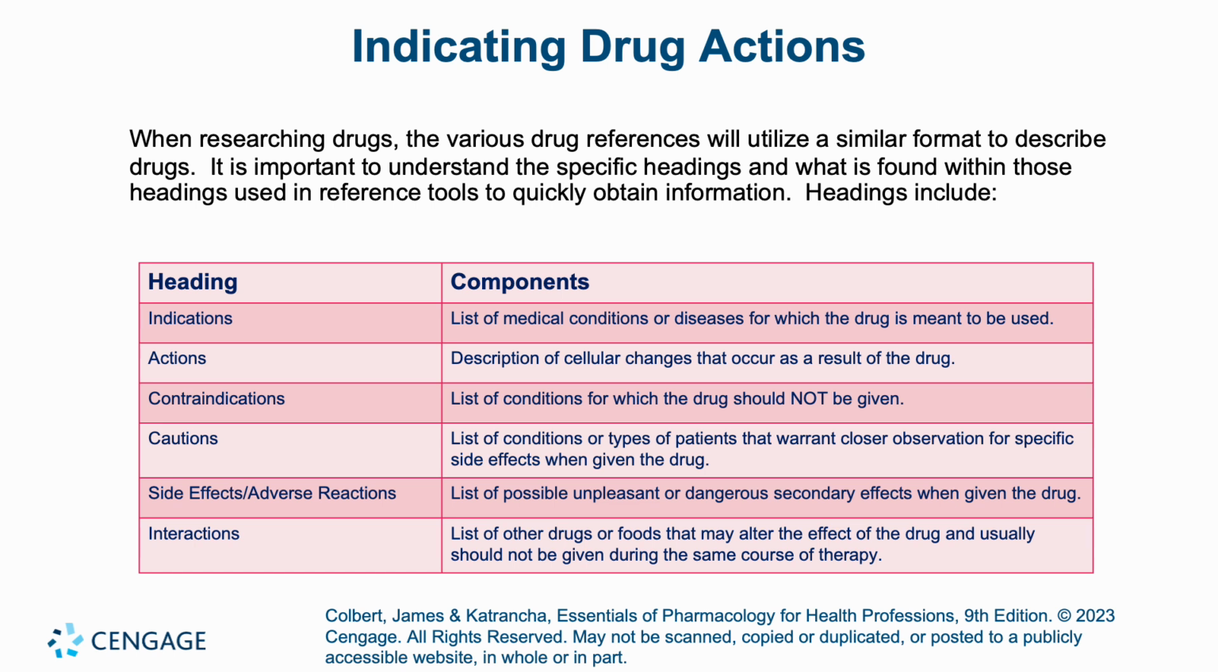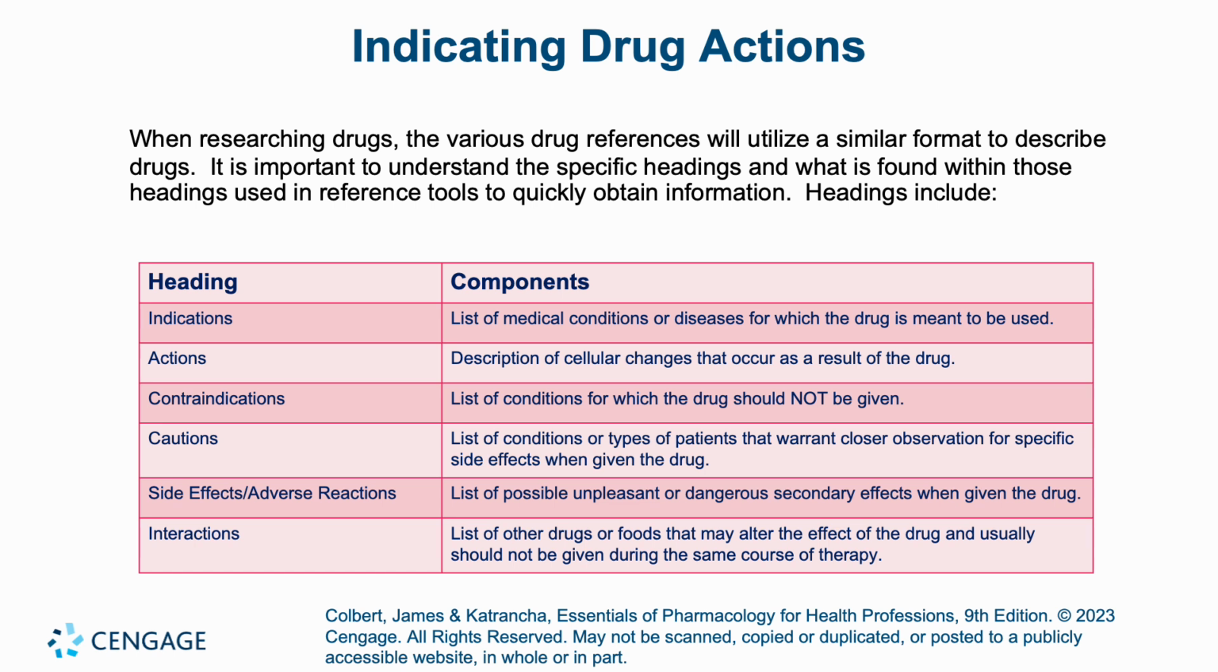Actions is the description of cellular changes that occur as a result of the drug. Again, if you are looking at this from a consumer standpoint, the medical terms may be hard for them to understand, but at a basic level, it describes what is occurring within the body with the drug being put in the system. Contraindications, a list of conditions for which the drug should not be given. So if you have this medical problem, do not take this drug.